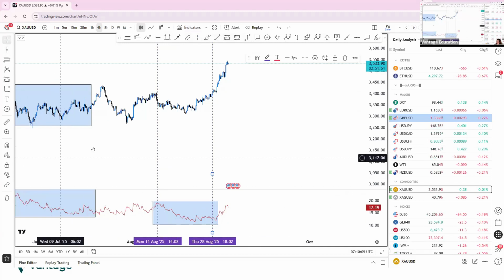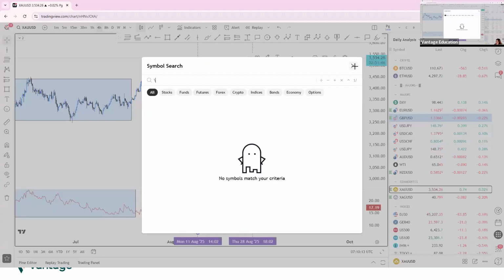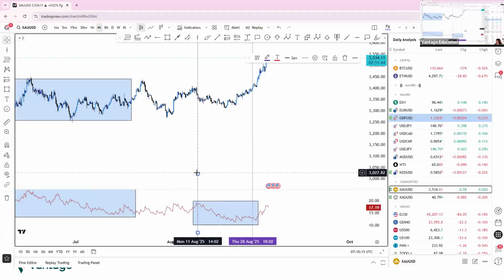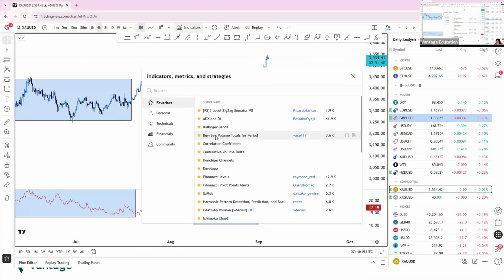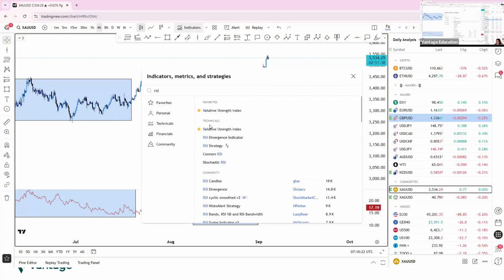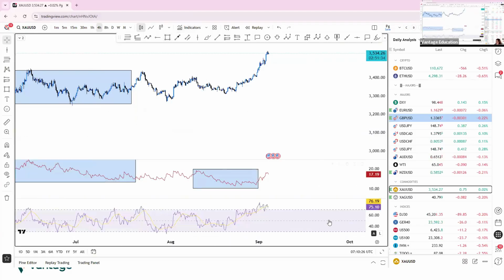Okay, it works totally different from RSI and stochastic. If you pull out RSI over here, you know we use RSI to measure overbought and oversold, so it works differently.